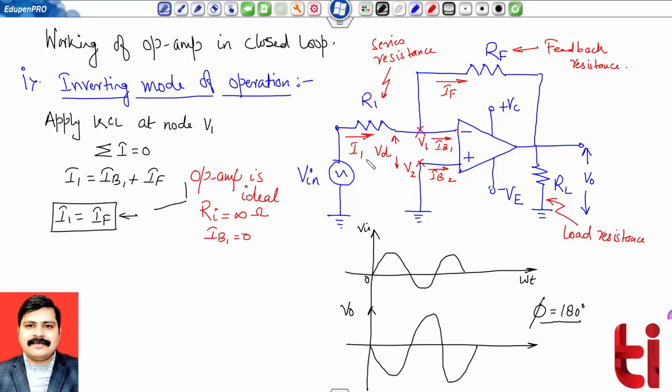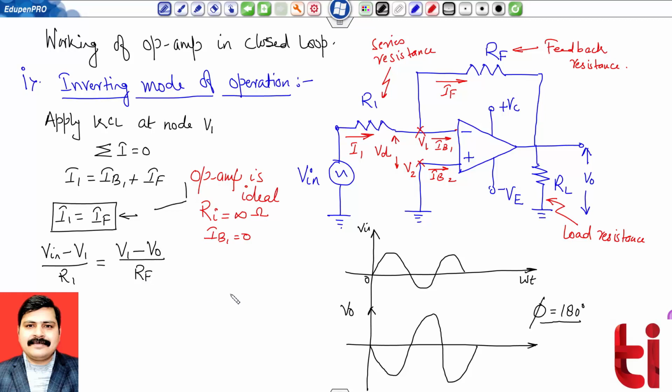Now, what is the value of I1? It is Vin minus V1 divided by resistance R1. Similarly, IF equals V1 minus output voltage V0 divided by RF, that is the potential difference across feedback resistance RF.